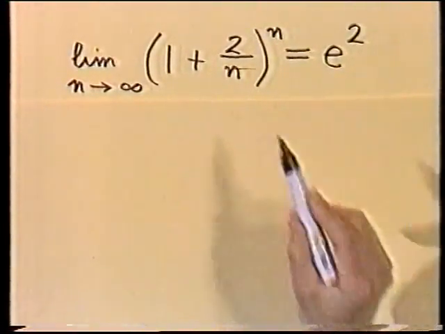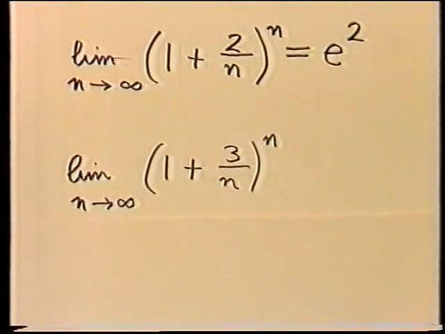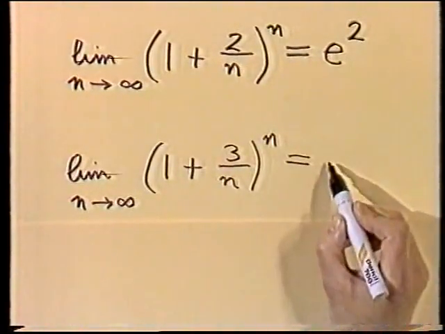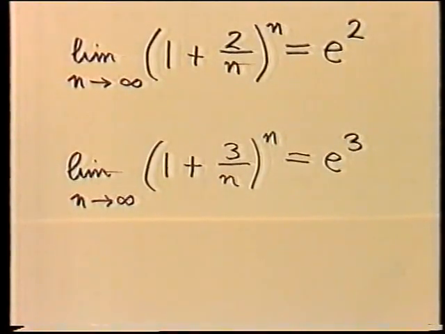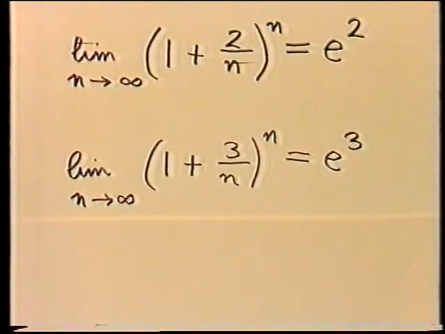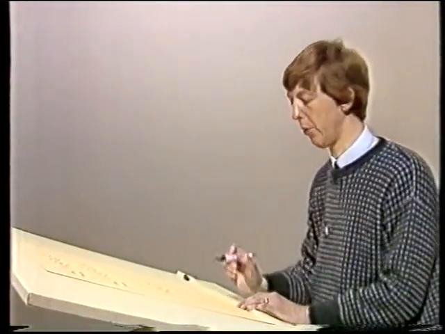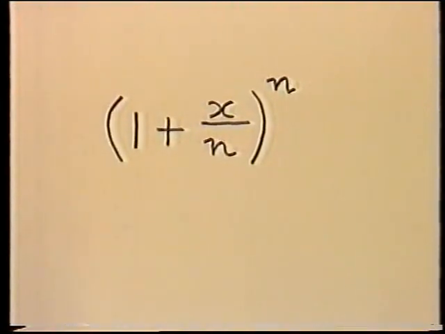But what would happen if we had 3 there instead of 2? Well, we can show in the same kind of way that the limit of (1 + 3/n)^n is equal to e cubed. And if we had a 4 there instead of a 3, we would get the limit of (1 + 4/n)^n is e to the 4th. And that suggests a more general question. What about this sequence, (1 + x/n)^n? For which values of x is it convergent? And what is the limit?